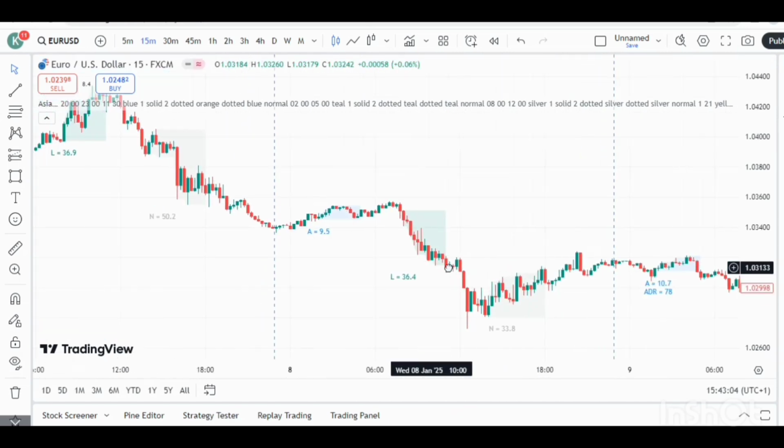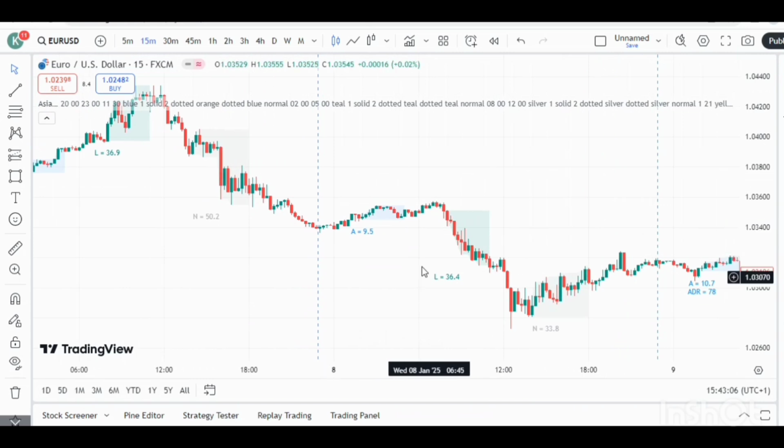Then on Wednesday, we didn't really get a trade. Just so you know, you won't get a setup every day. That's why you have to have different pairs you're watching. And these pairs should be pairs that trade mainly in the London and New York sessions.